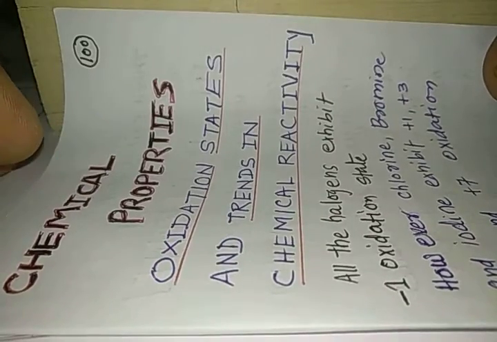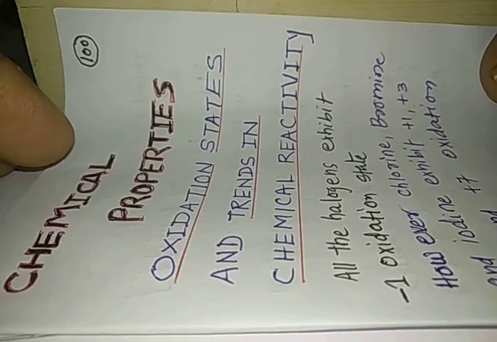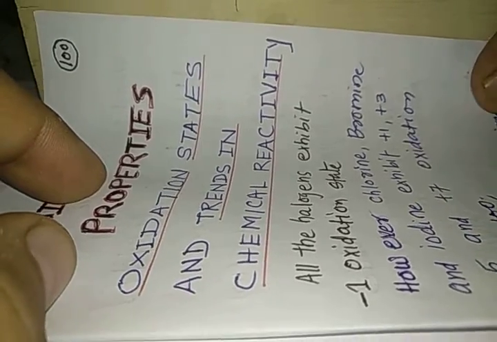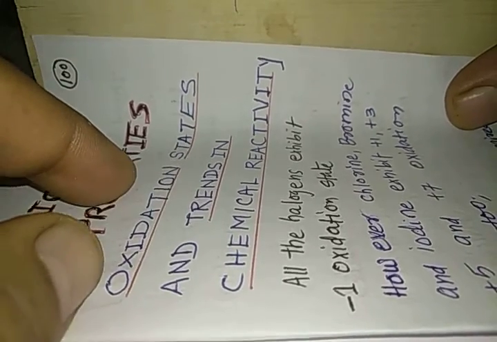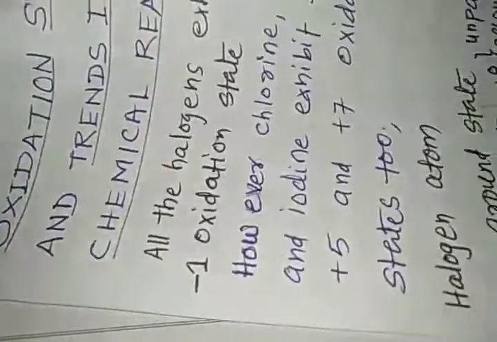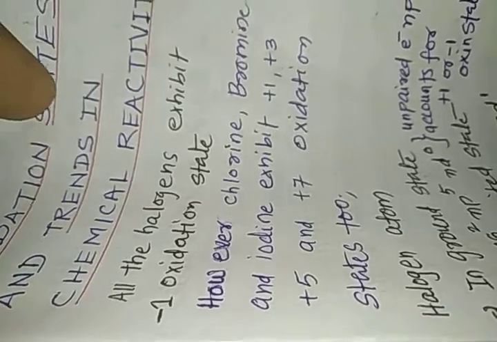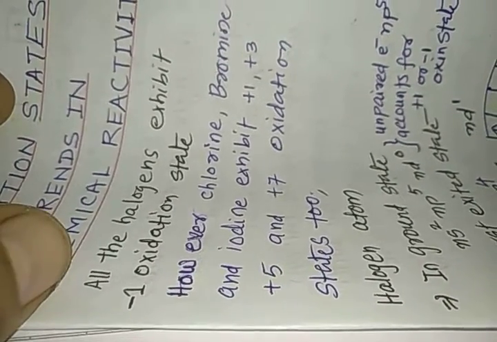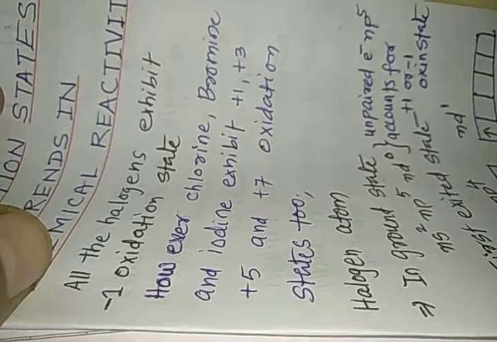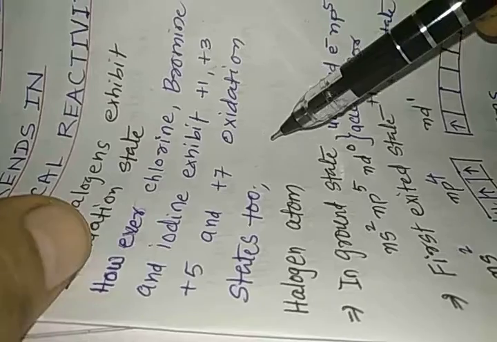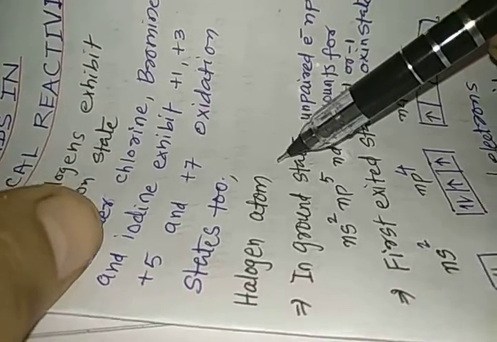So, in group 17, now we are going to study about the chemical properties. In the chemical properties, first we should study about the oxidation state and trends in chemical reactivity. So, let's move forward. All the halogens exhibit -1 oxidation state. However, chlorine, bromine and iodine exhibit +1, +3, +5 and +7 oxidation states too.